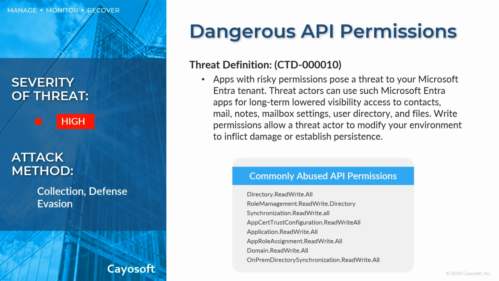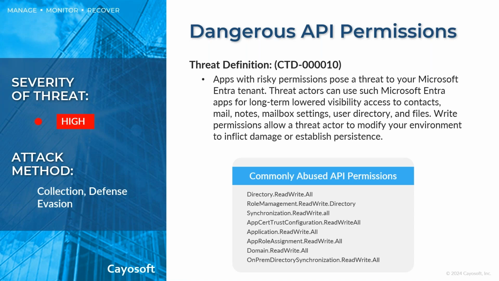So let's look at dangerous API permissions. So what are dangerous API permissions? Dangerous API permissions are these API permissions that are set on Entra ID applications. These permissions are used to allow access to other resources within Entra ID, within certain M365 services. So what are some of the most commonly abused API permissions that we should be looking at? Well, first of all, you should focus on any third-party applications or internal applications that have write permissions.